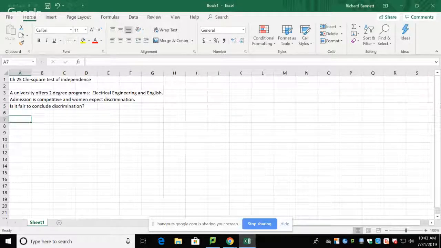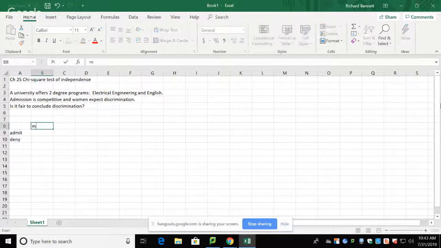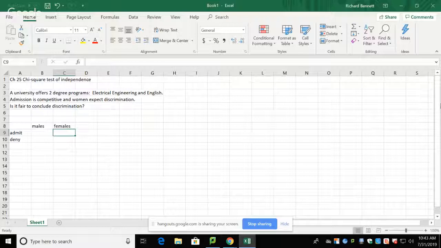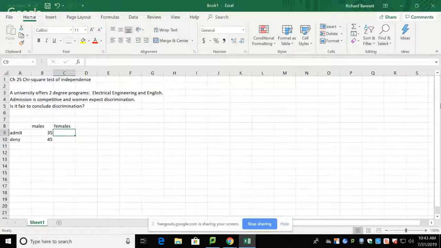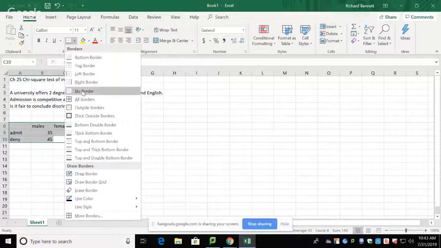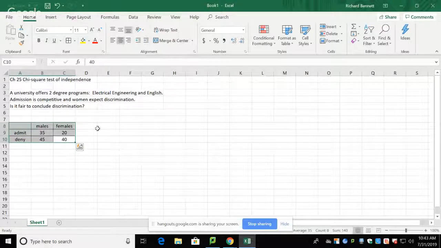Okay? So here's what they give you. Admit, deny. We got males. We got females. We got 35 and 45, and we got 20 and 40. I'm going to make this a nice table. We'll center it so it looks nice.